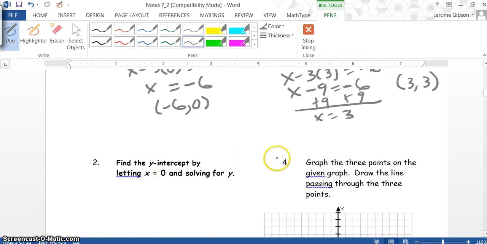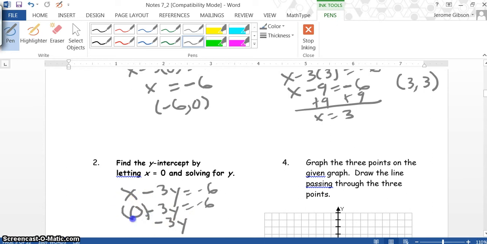Now we come here using the same equation. X minus 3y equals negative 6. But this time we're going to find the y-intercept. So we'll make x 0. 0 minus a negative 3y is negative 3y. And it equals negative 6. We divide each side by negative 3. And we know that will give us y equals 2. And so our ordered pair would be 0, 2.